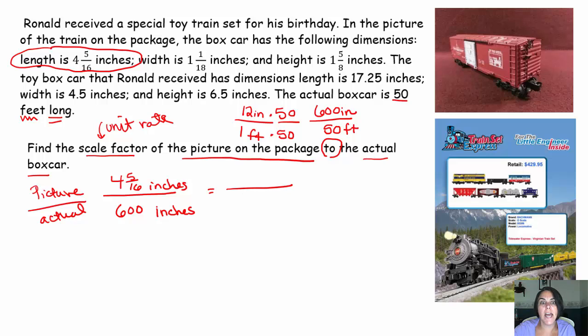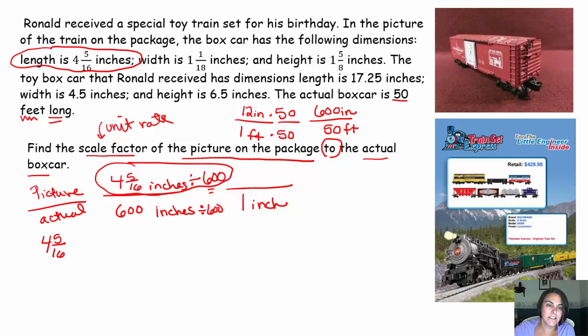I want to know if my actual was just 1 inch long, what teeny tiny picture would be on the package. So I'm going to divide the denominator by 600, which means I also need to divide the numerator by 600. So this is the actual division problem I need to work out. 4 5/16 divided by 600. 600 is the same as 600 over 1. Let's convert this to an improper fraction. 16 times 4 is 64, and 5 is 69 over 16.